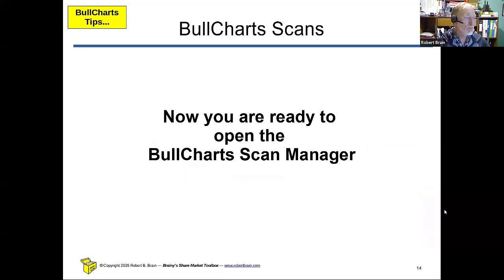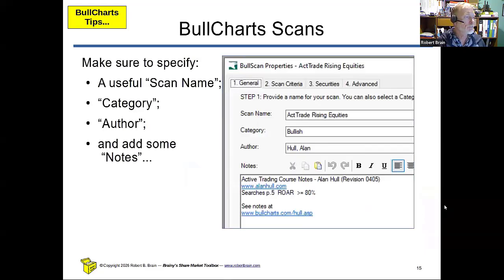Now ready to open Scan Manager and have a look. When you're creating scans, don't forget, as I said earlier, it's useful to have a scan name. This is a good example. This is a scan that was created using Alan Hull's trading strategy for traders, not investors, called Rising Equities. And there's a useful category there, bullish, and the author is specified in the scan, and a useful scan name. And in the notes box field in that scan definition, there is some text about where to find more information.